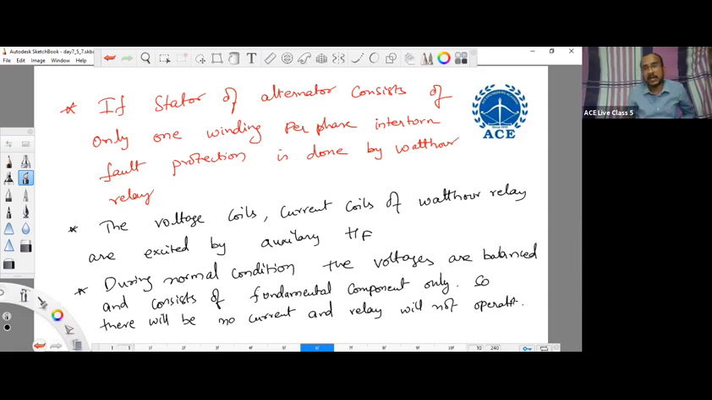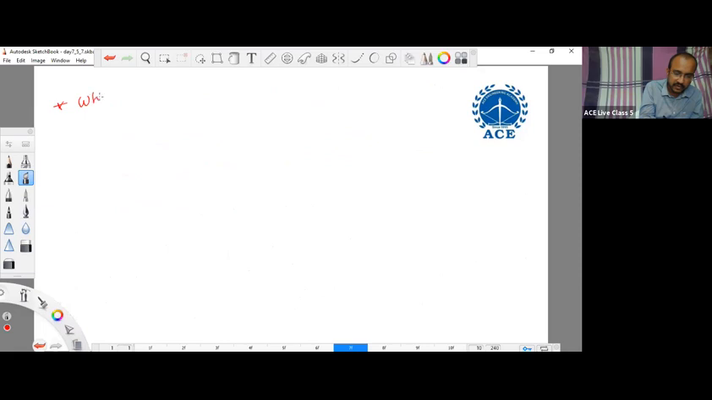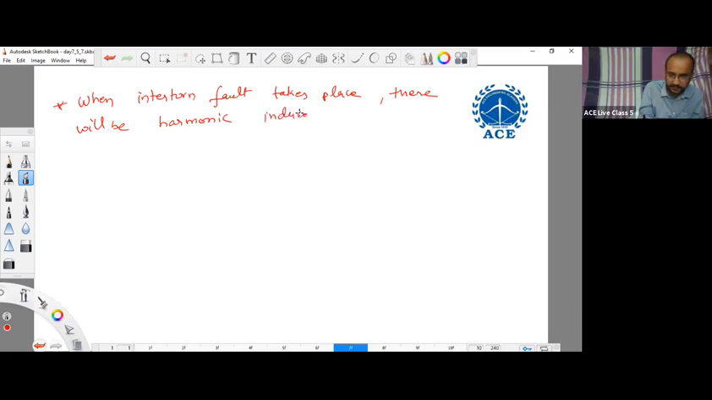Now what happens when an interturn fault takes place? When an interturn fault takes place, there will be harmonic induced voltage, which results in relay operation.